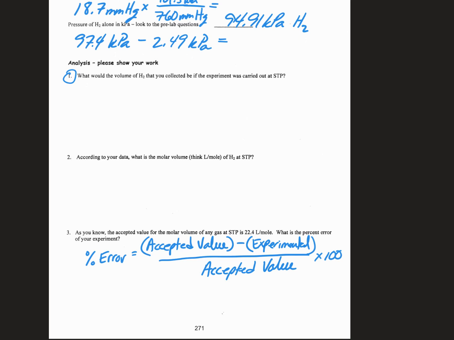Also do number 2, according to your data, what is the molar volume of a gas? Again, if you're not sure how to do that, think about what liters per mole means, and make that calculation. Last thing then, I would like you to calculate your experimental error. Again, if you need a refresher on that, this is the formula for experimental error. The rest is up to you.